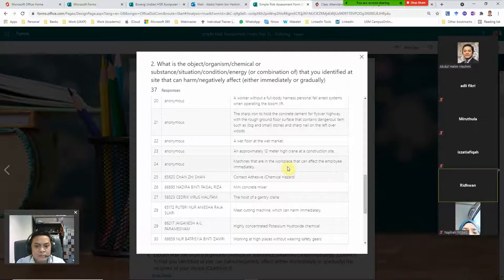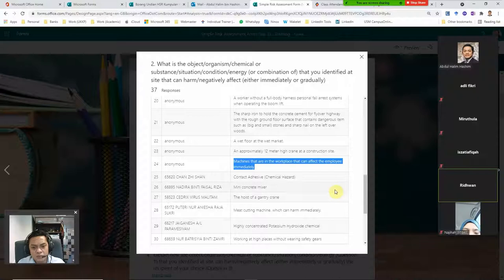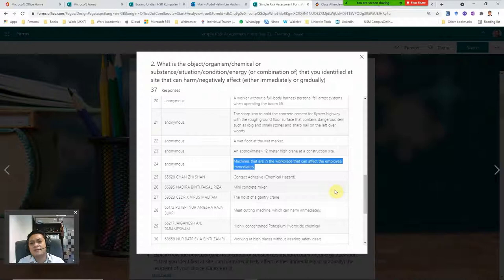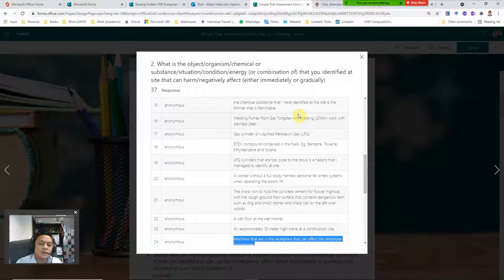This is also another wrong answer. Very general. What is the hazard? What is the object? So the answer is machine that are in the workplace that can affect the employee immediately. Again, the question is, what is the machine? I want to know what it is. That's why in the previous quest, I will ask you, what is the machine? Because we have hundreds, thousands of machines, and all machines have a different purpose. They can do different things. They have maybe one or more hazards. So the clearer you put into this part, the better.